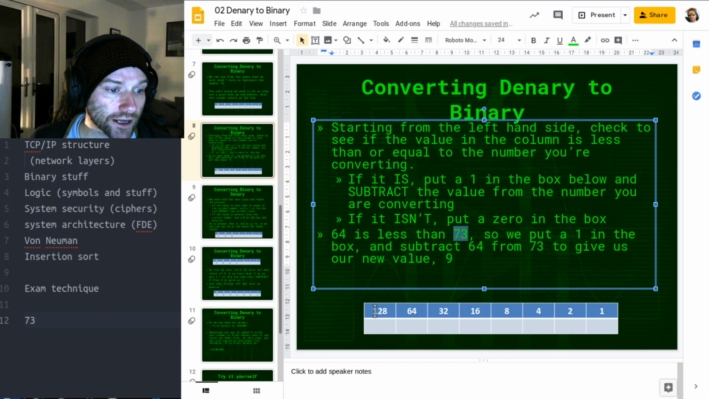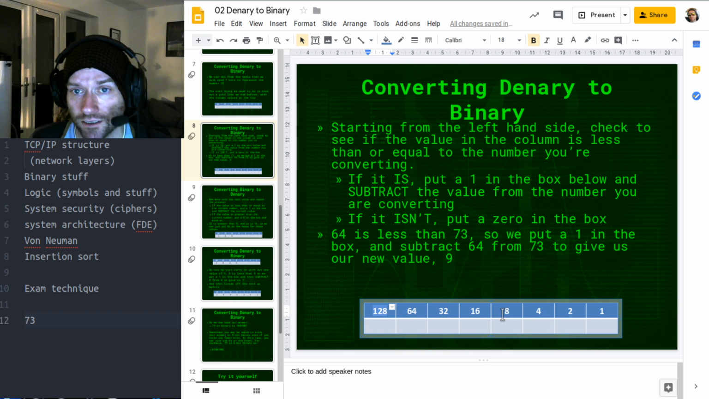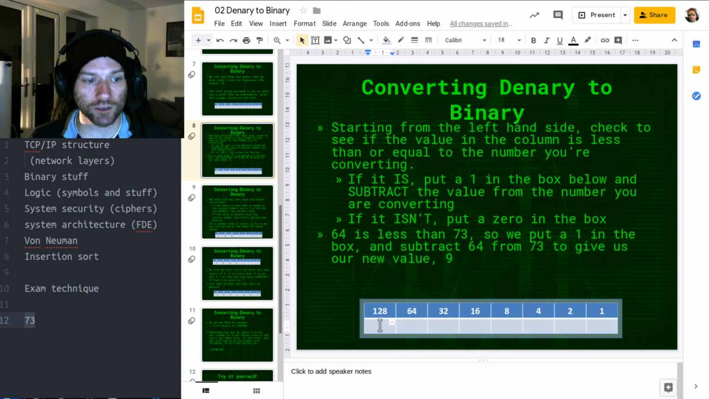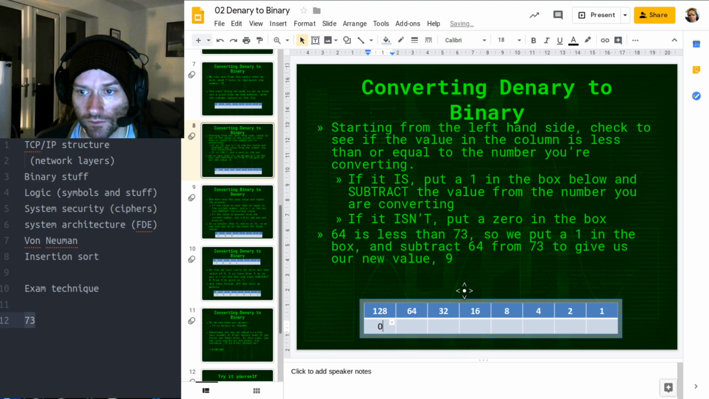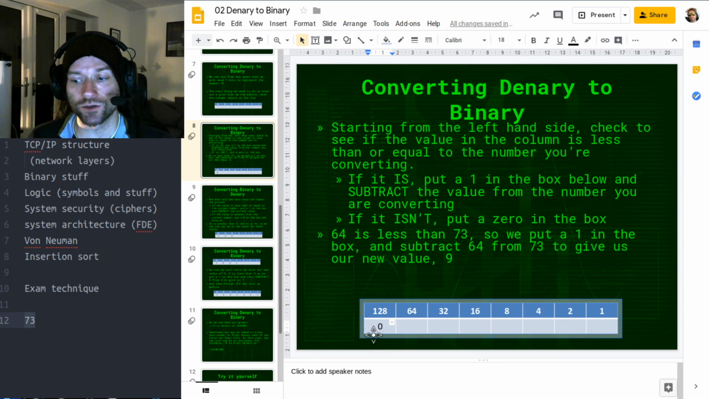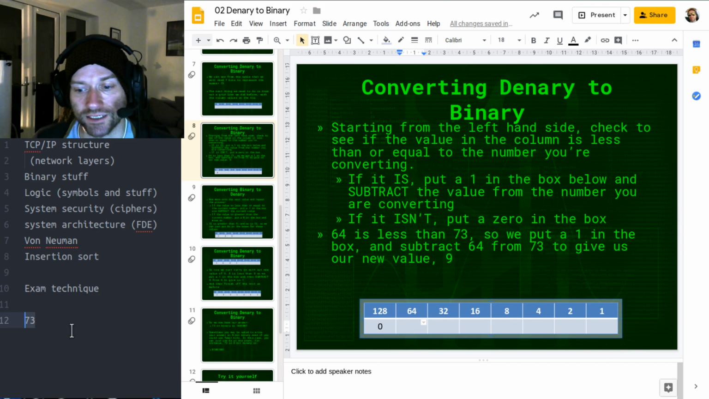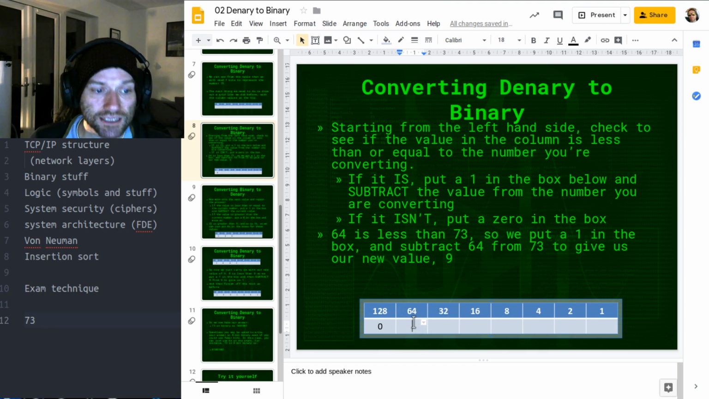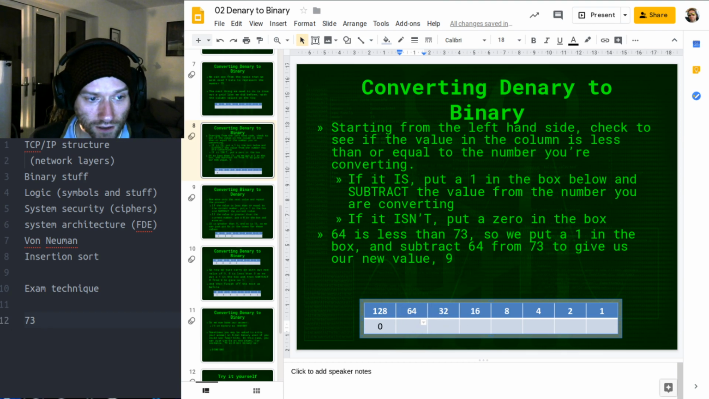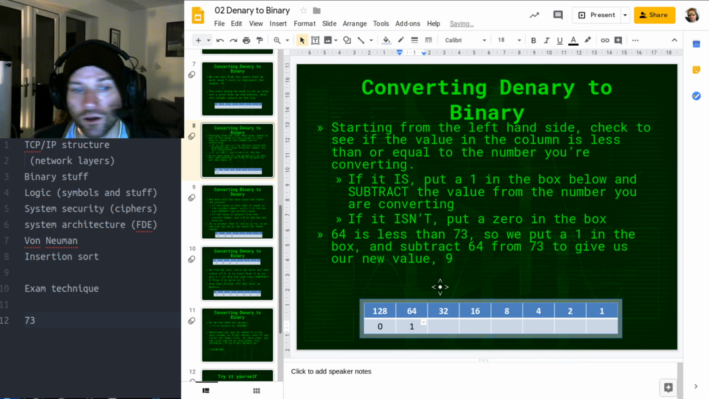So 73, I compare it to the first. I'm starting from the left-hand side, working my way across. So I compare the number that I'm converting, which is 73, to 128. 73 is less than 128. There are no 128s in 73, it's not possible. So I can put a 0 down here. Because there are no 128s in 73, I put a 0 underneath it, and then I move on to the next number. Now, we've got 73. 73 is actually more than 64. We can fit a 64 into 73. In that case, I put a 1 in the column underneath it.